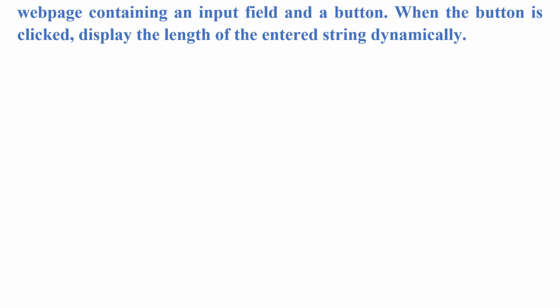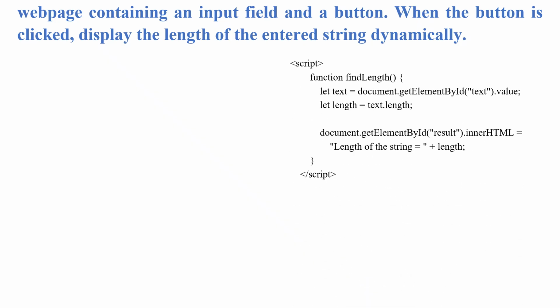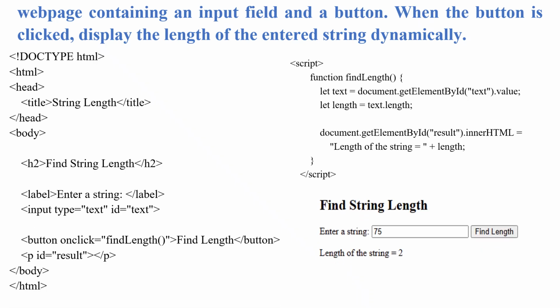Next is to create a web page containing an input field and a button. When the button is clicked, display the length of the entered text dynamically. So here in the script, what we are writing: enter any value, that is taken as a text, and text.length, meaning how many characters are there in the given string, will be assigned as length. Finally, display the result. So enter a string, any value. It can be a number or a text, anything. Then the number of characters will be counted and displayed here.